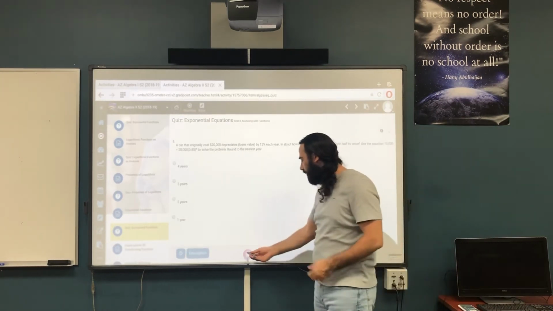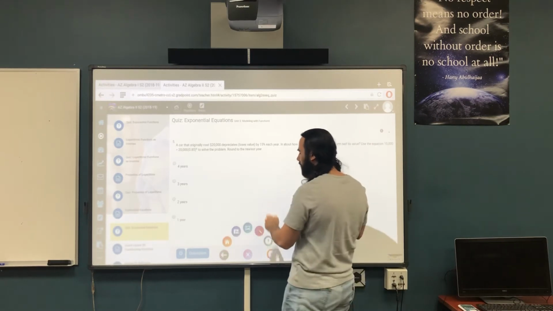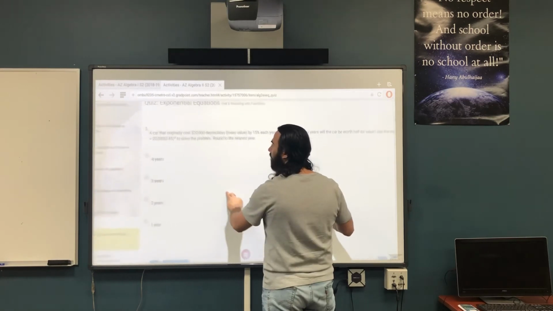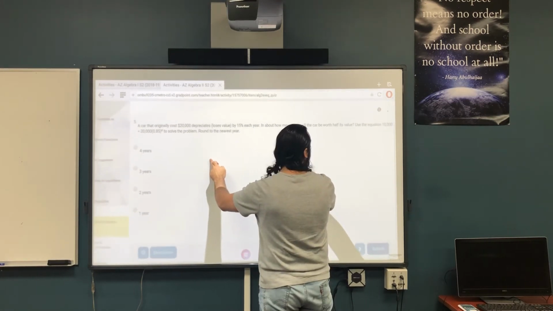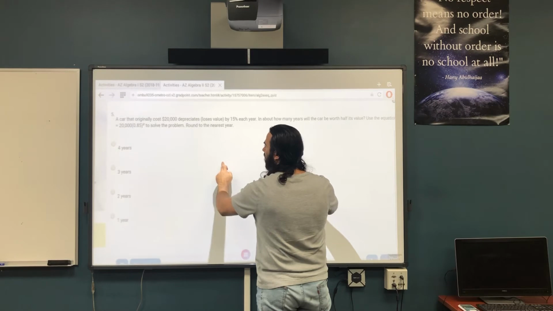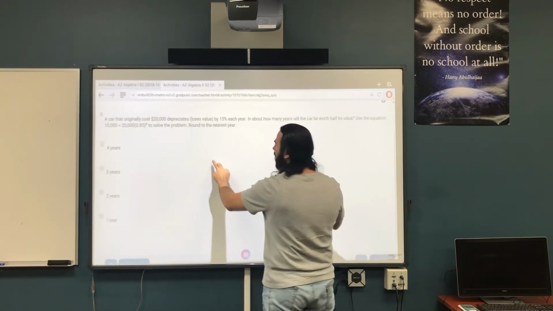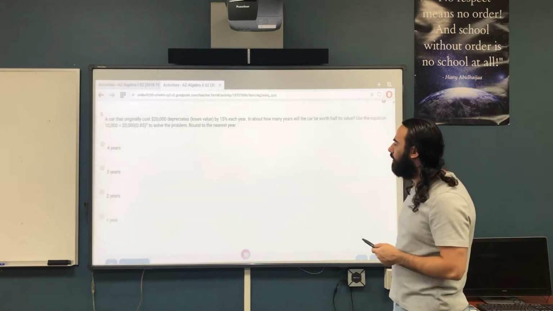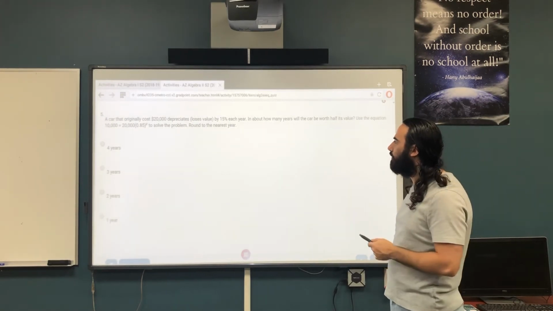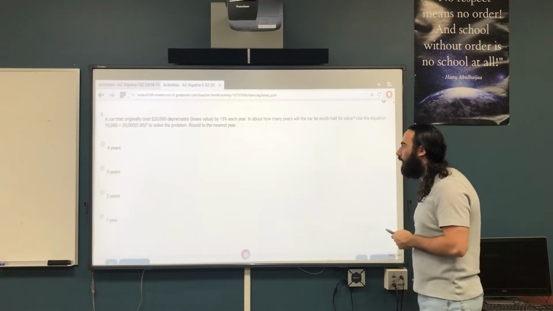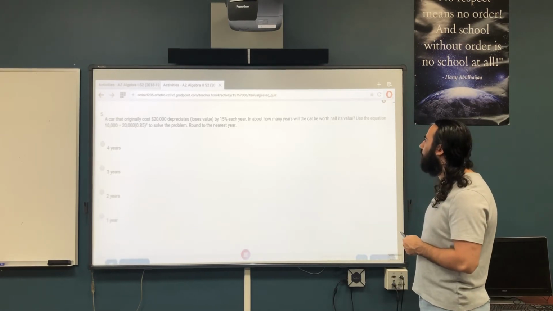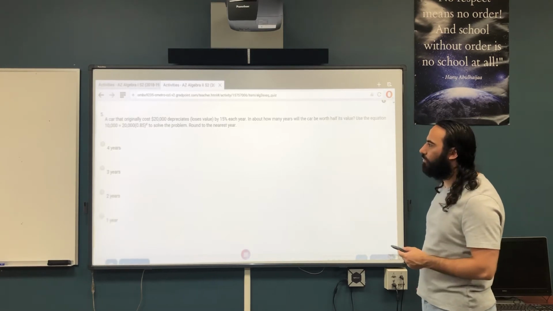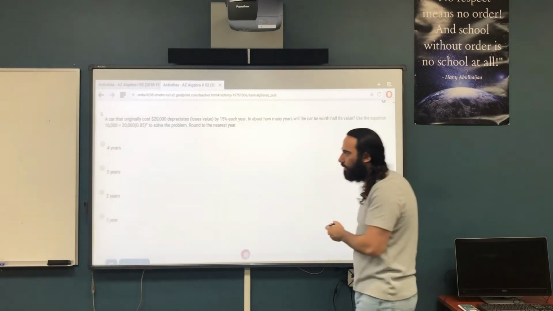Now, this is another word problem. Let's zoom in so we can solve it. We have a car that originally cost $20,000, depreciates in value by 15% each year. In about how many years will the car be worth half its value? So we need half of the value, which is $10,000. We need to use that formula, and so you can solve it.